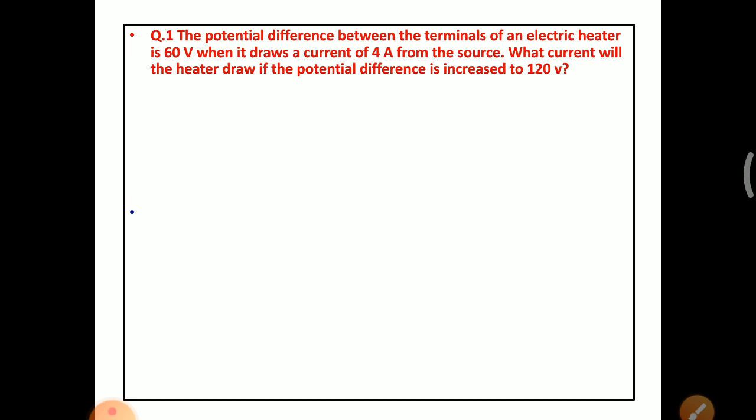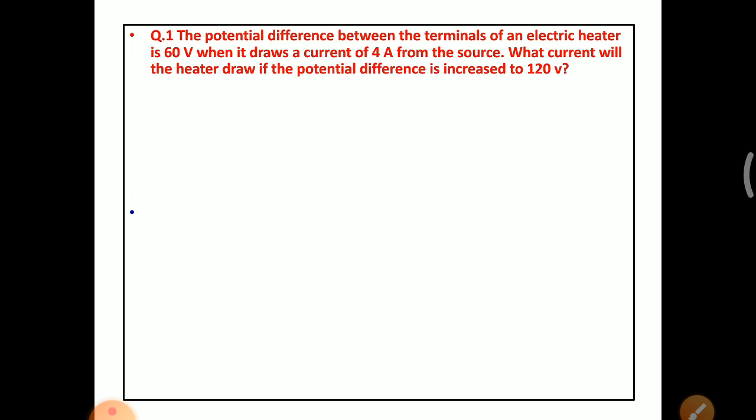Please see the question. The potential difference between the terminals of a heater, that means V equal to 60 volt, and it draws a current I equal to 4 ampere. So here the electric heater is an electric appliance. This electric heater takes a current 4 ampere at voltage 60 volt. What current will the heater draw if the potential difference is increased to 120 volt? If I increase the potential difference to 120, how much current will it draw?